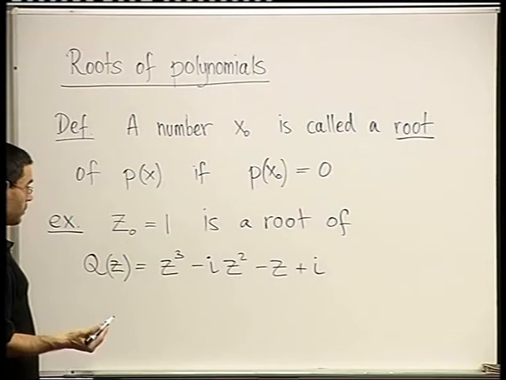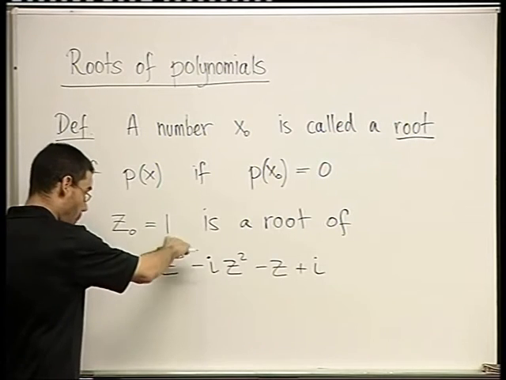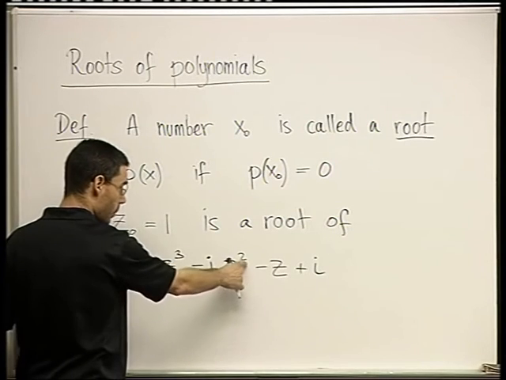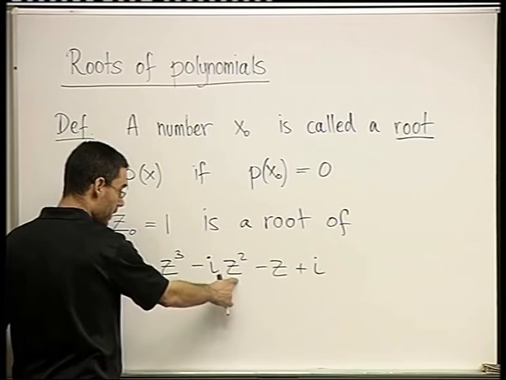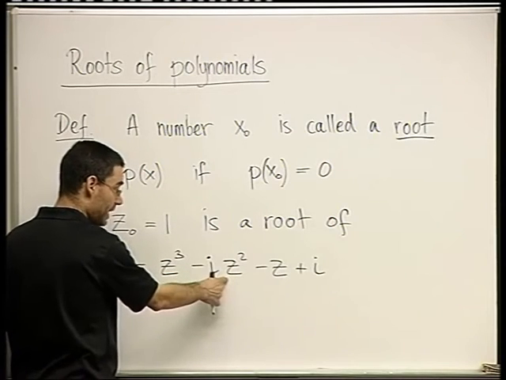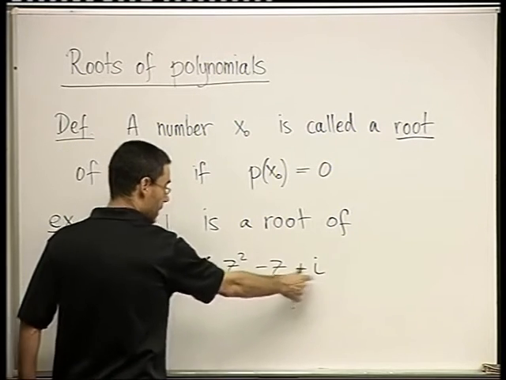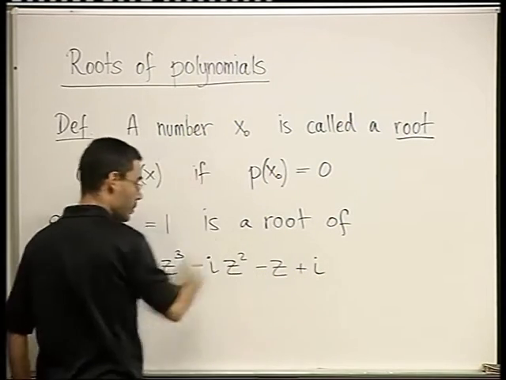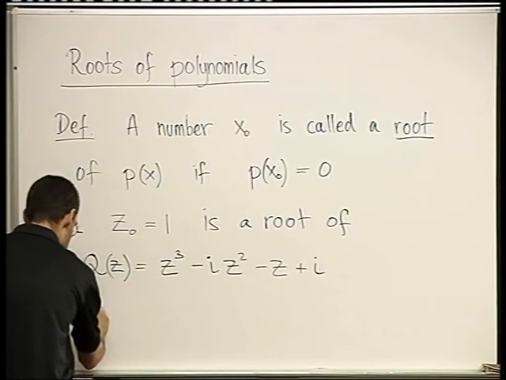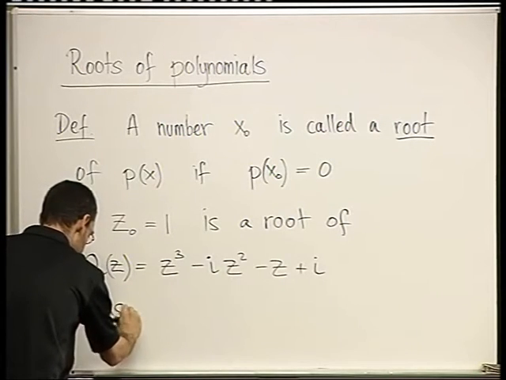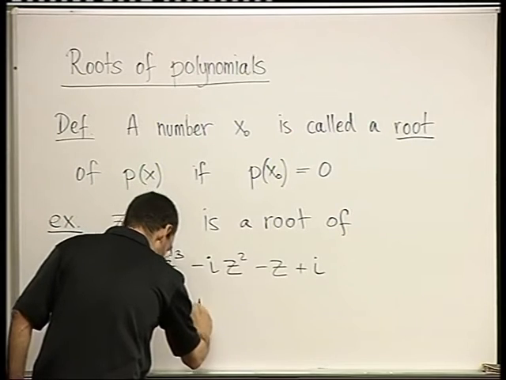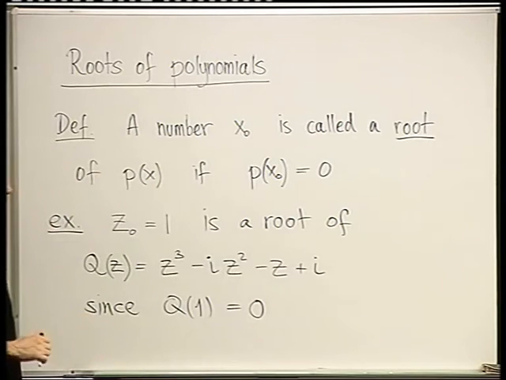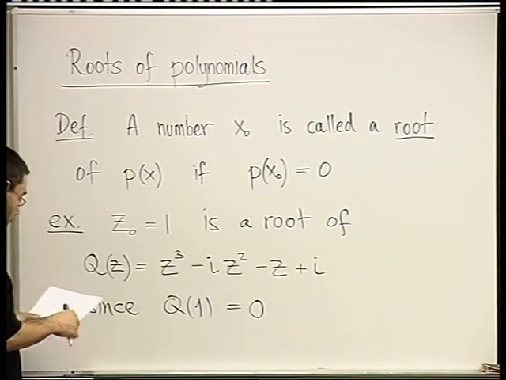Okay, so why is that true? Because if we plug in 1 here, we get 1 cubed, which is 1. 1 squared is 1, so we have i times 1. So we have 1 minus i minus 1 plus i, so we get 0. Since q of 1, when we plug in 1, we get 0, that's the notion of being a root of a polynomial.